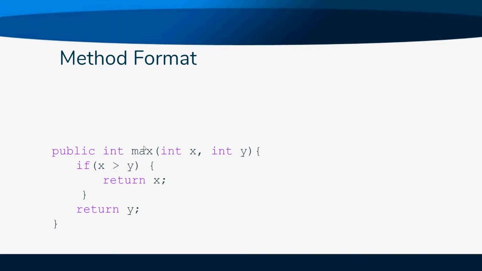Max is the name of our method because we want a method that finds the larger of two numbers. These are our two parameters. Those are the two pieces of information we need in order to solve the problem. Once we have that in, we can just do an if statement. If x is larger than y, we're going to return x because it's the larger number. If not, it's going to return y. The way we return our value is with the keyword return.